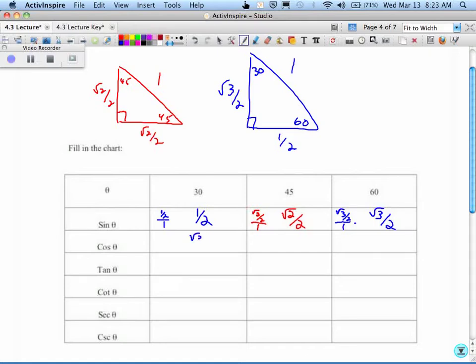Go to a 45. It doesn't matter which 45 you pick. Pick that one. What's the cosine of 45? Adjacent, root 2 over 2, divided by hypotenuse 1, or square root of 2 over 2. And then finally we get to cosine of 60 degrees. So 60 is here. The cosine is the adjacent 1/2 divided by the hypotenuse 1, or 1/2. So as you look at those numbers we're writing in, I want you to think about some relationships. What does it look like? What do you notice about that pattern?